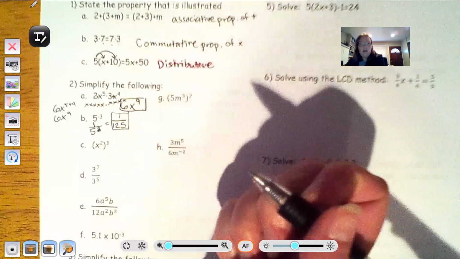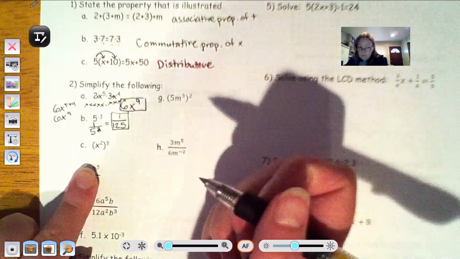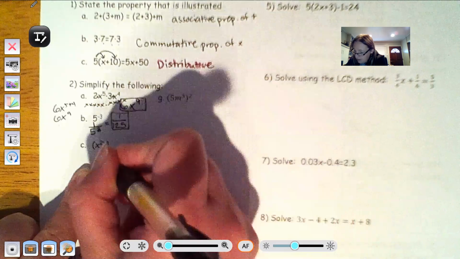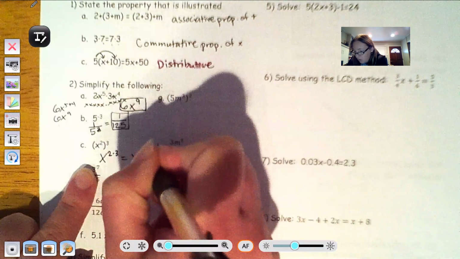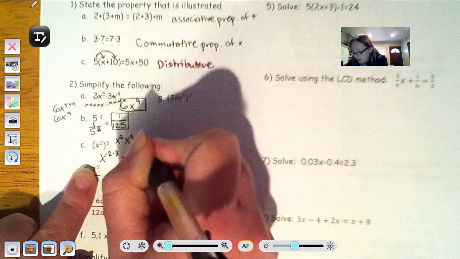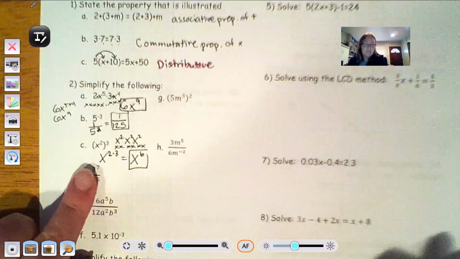And then C. X6. Yep. A power to a power you multiply. Or you could draw it out by saying x squared 3 times, and then seeing that you have 6 of them.